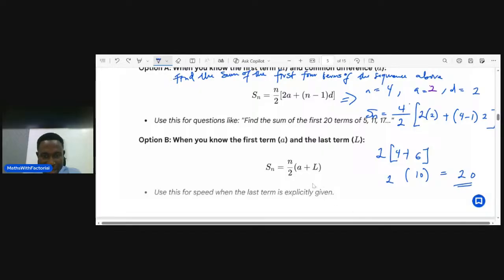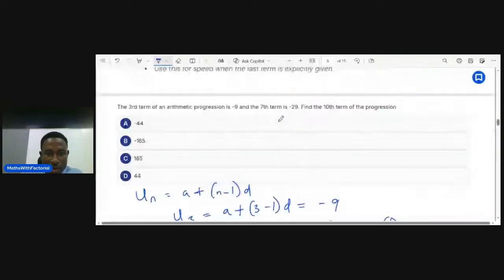Because I can see that they are telling us to find the last term, which is denoted by L. So now let's move on. Note this formula, n over 2 into bracket a plus l.